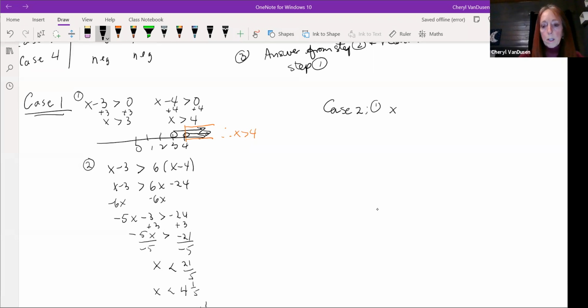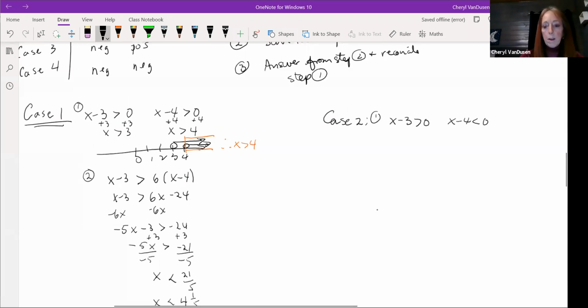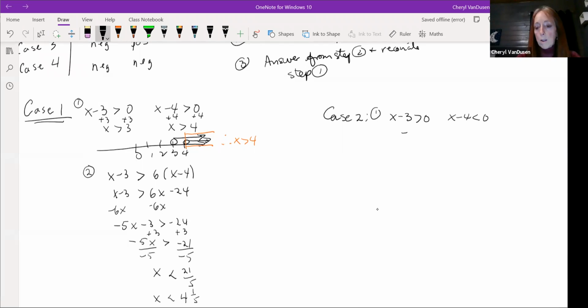Step number 1, x minus 3 is greater than 0. X minus 4 is less than 0, right? Positive, negative. Yeah, that's what I said we're going to do. Add 3, add 3. X is greater than 3. Add 3 here. The next one, we're going to add 4 to both sides. Add 4, add 4. X is less than 4.